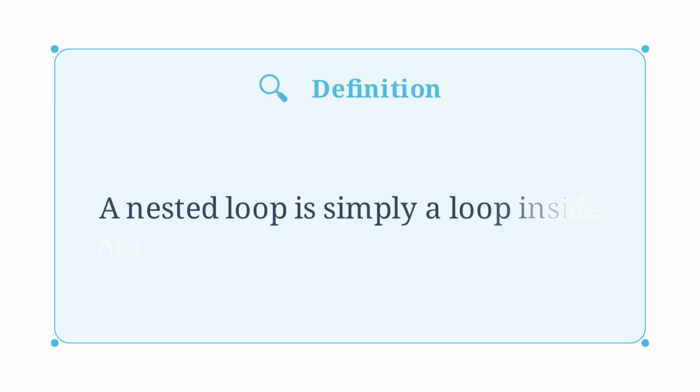Let's start with the big idea. A nested loop is simply a loop inside another loop. Think of it like a clock. The minute hand completes a full circle for each hour, the hour hand moves.